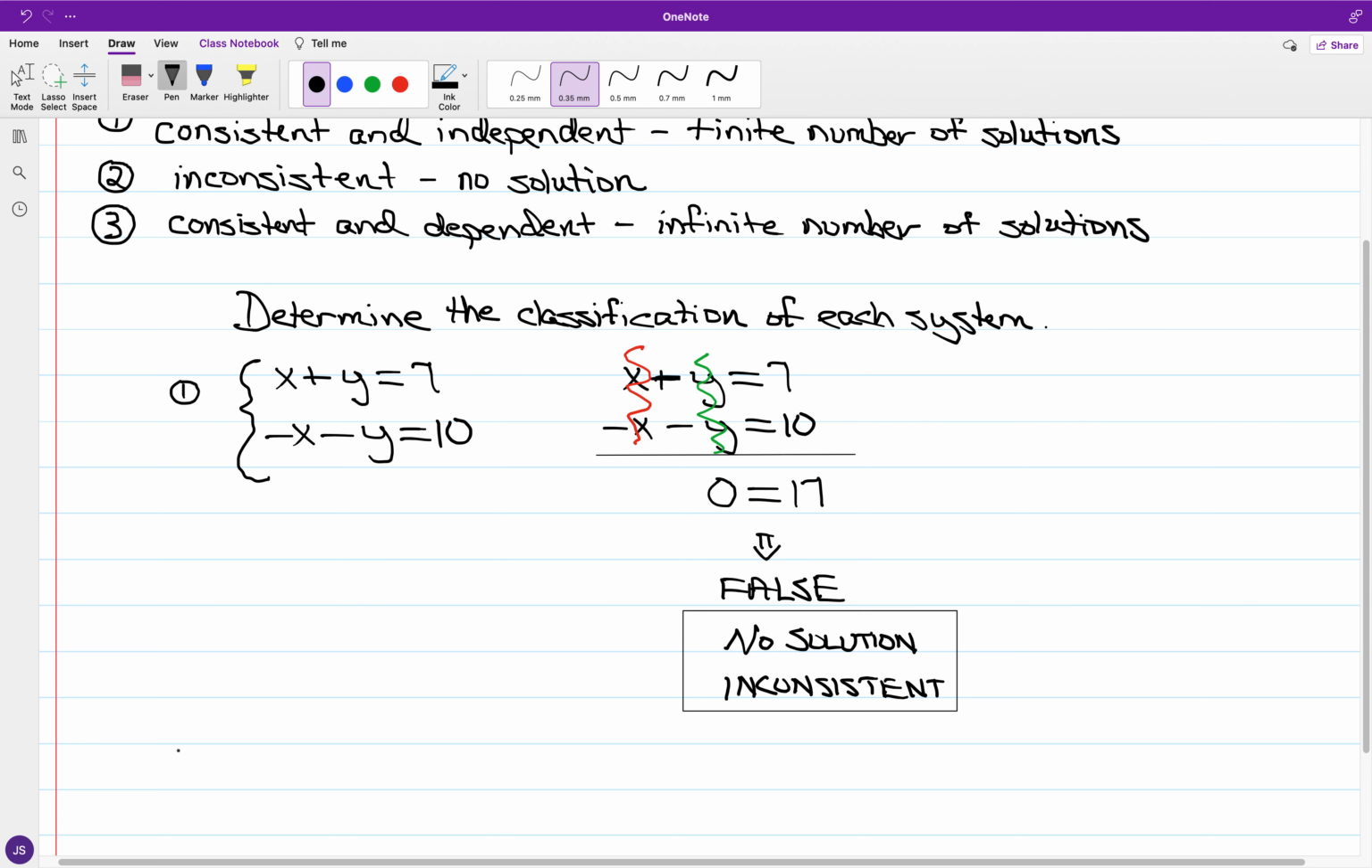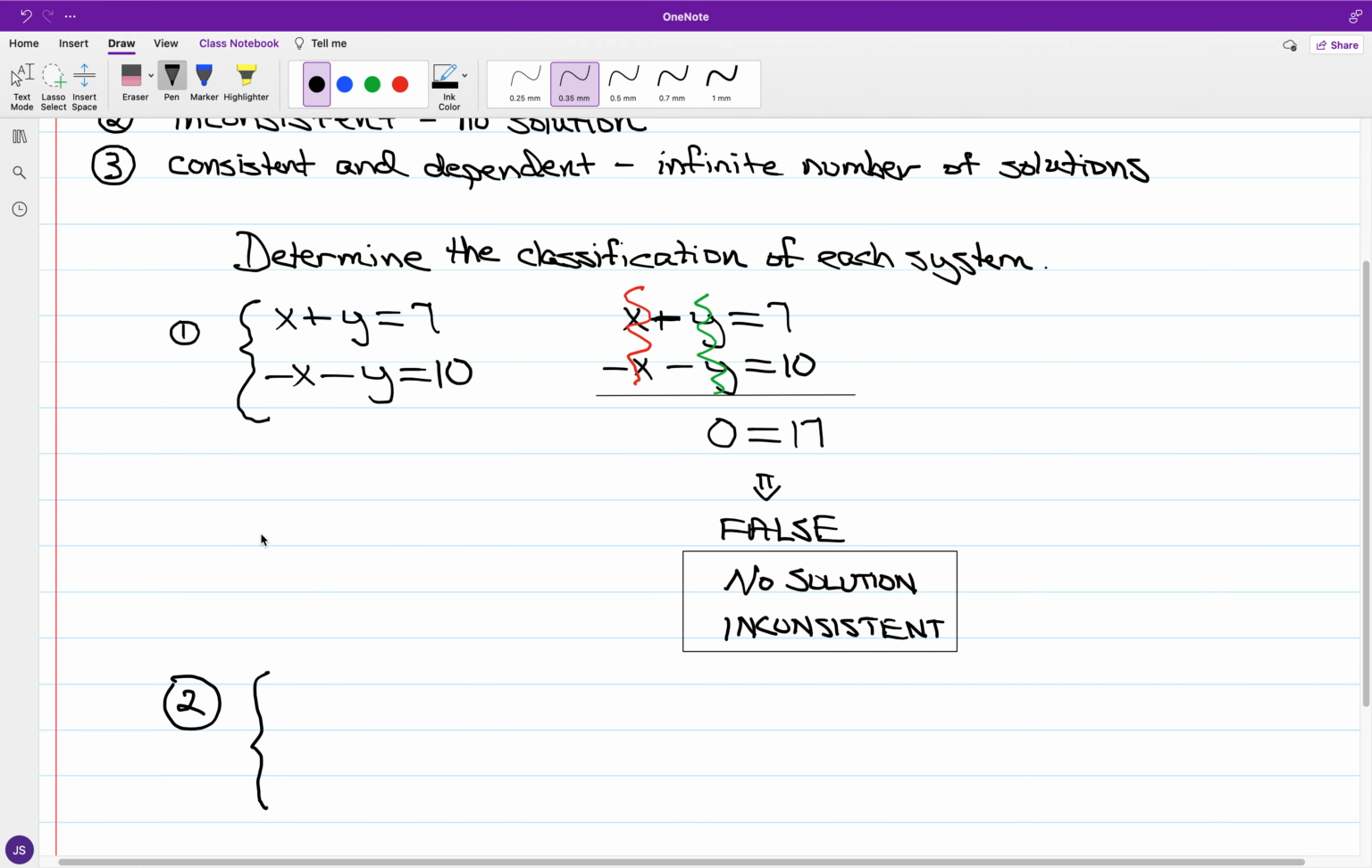Now say we have another system, where we have x plus y is equal to 7, so we have that introductory equation again, and we have x minus y is equal to 1. So you have a linear system of equations, and this time we have additive inverses only in the variable y.